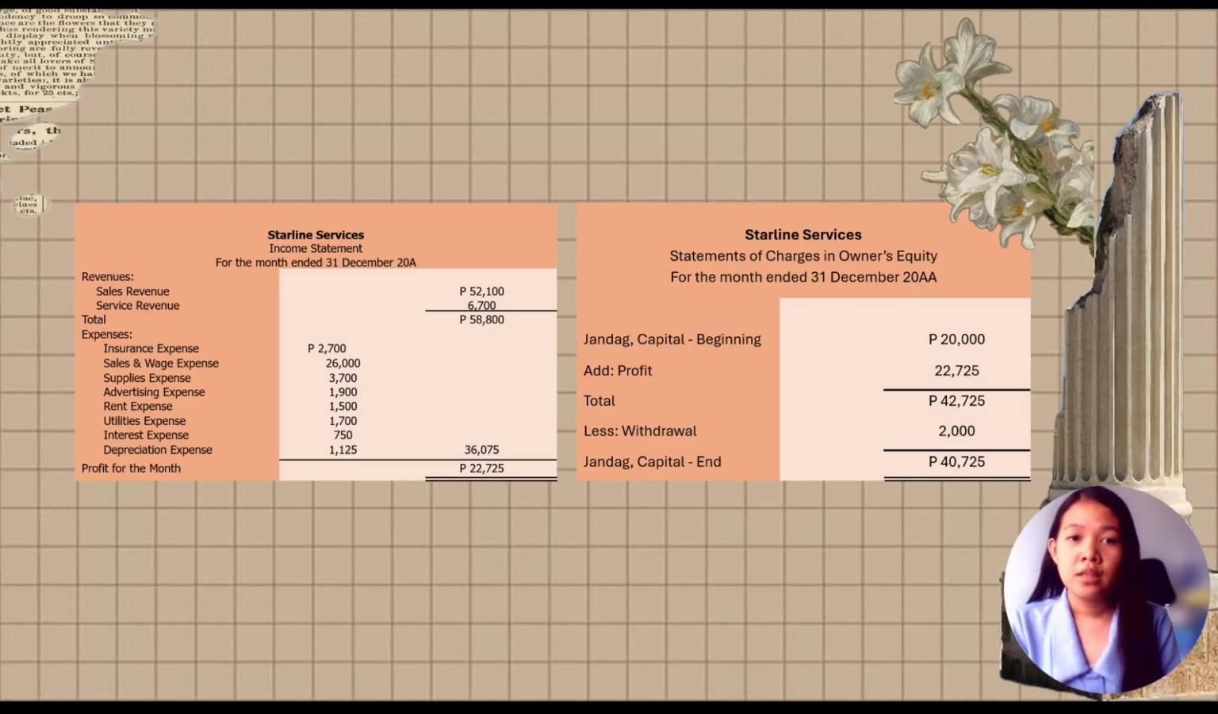equals 42,725 pesos. So we have to subtract the owner's withdrawal. So we have here the 2,000. So the ending capital we have is 40,725 pesos. This shows owner's equity increased because the business was profitable.